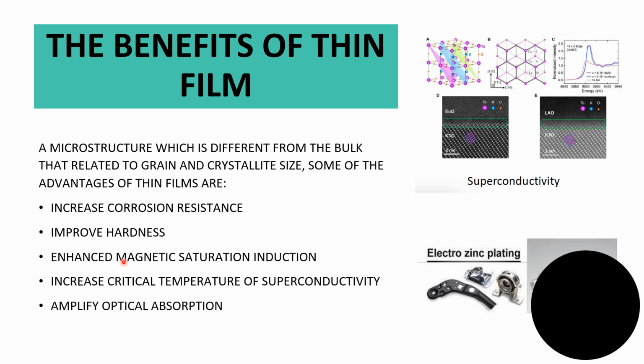The second one is improved hardness. In the previous slide, I mentioned that the grain boundaries of bulk sample and thin films are different from each other. The grain size for bulk sample is much larger compared to the thin film. So small grains mean more grain boundaries that can hinder dislocation, thus increasing the hardness. The third one is enhanced magnetic saturation induction, increased critical temperature, and also amplified optical absorption.